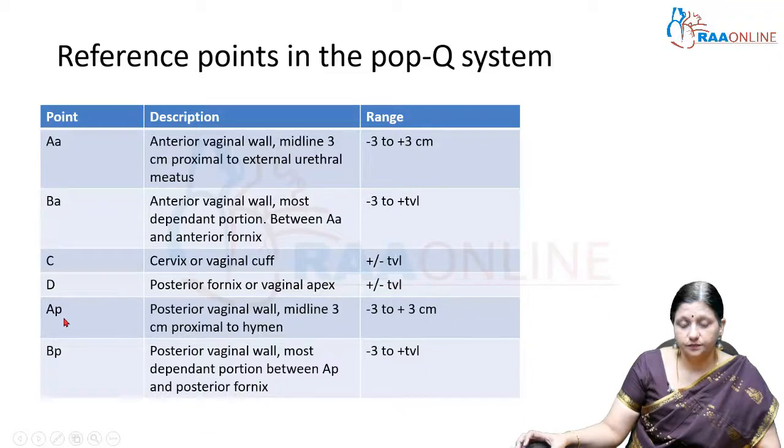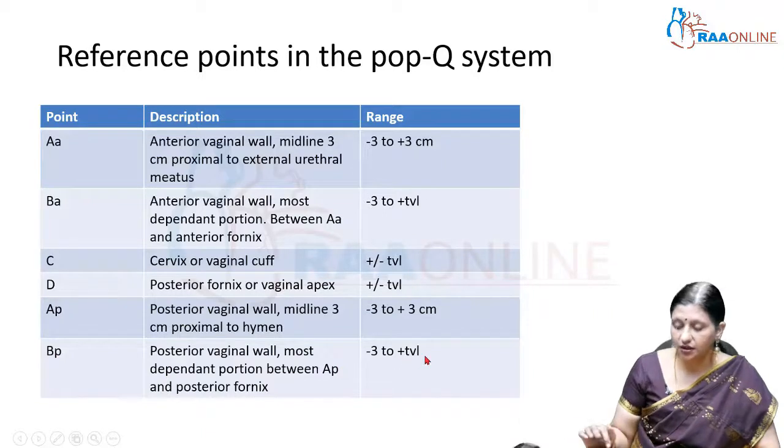And Ap is the posterior vaginal wall, midline, 3 cm proximal to the hymen, and Bp is the posterior vaginal wall, most dependent portion, and it can range from -3 to plus total vaginal length.